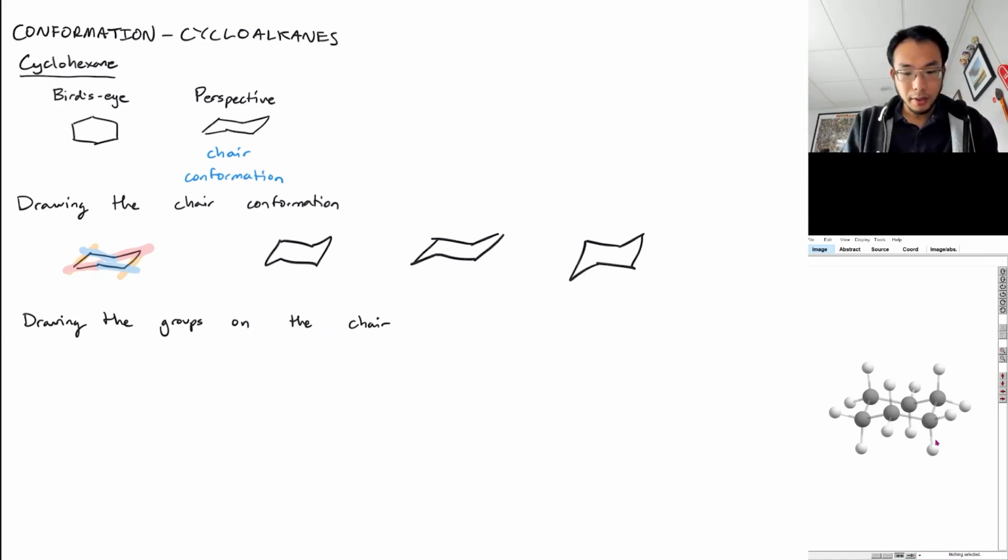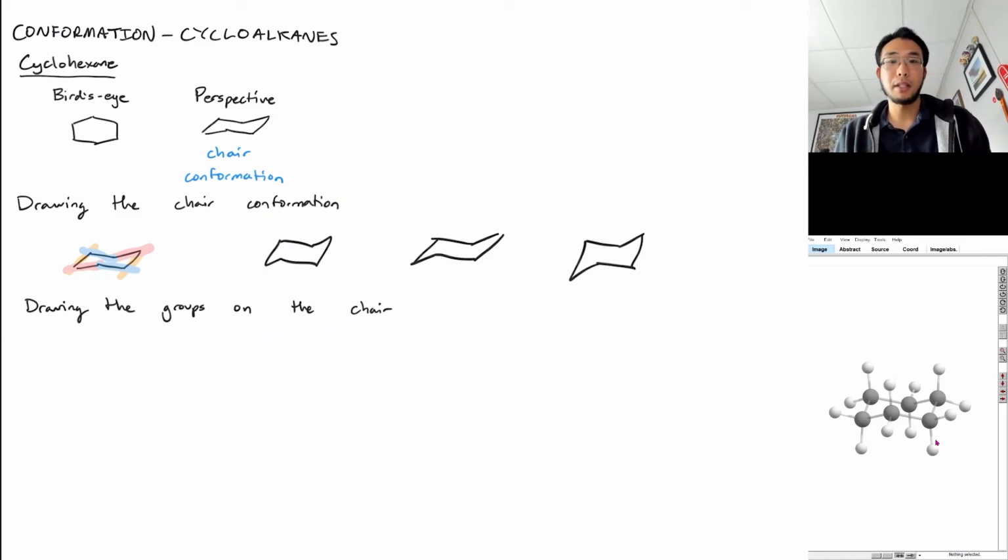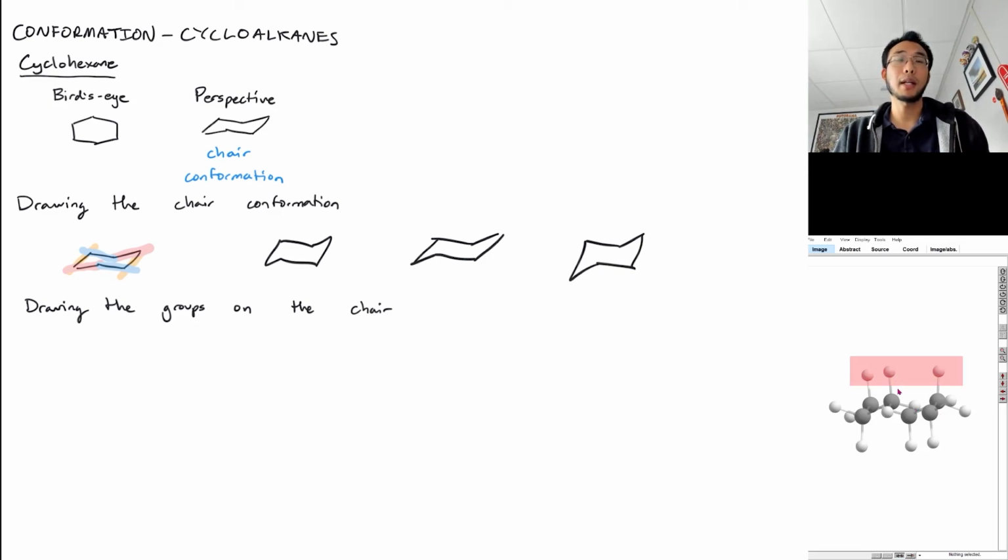So beyond just the cyclohexane chair itself, there's all these groups that are attached to the cyclohexane, and organic chemists are very peculiar and specific about exactly how those groups are drawn. So if we look at the computational model here, and I tilt it a little bit, what you can see is that there's some groups that are going up and down, they're above and below the plane of the cyclohexane. And there's some groups, so these hydrogen atoms, that are in the plane of the cyclohexane. And so we categorize those two different types of groups in the chair form differently.